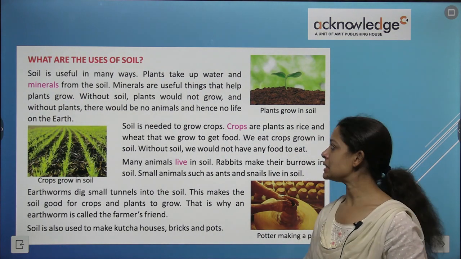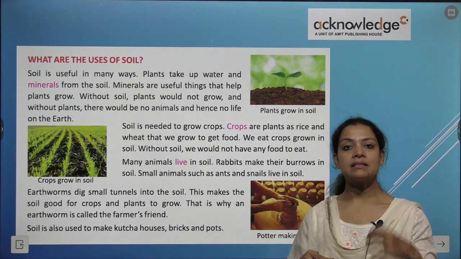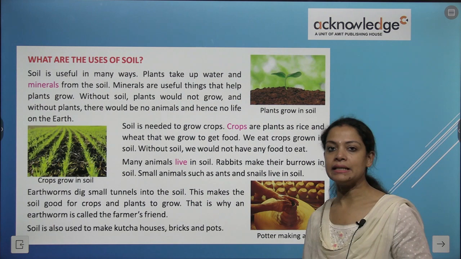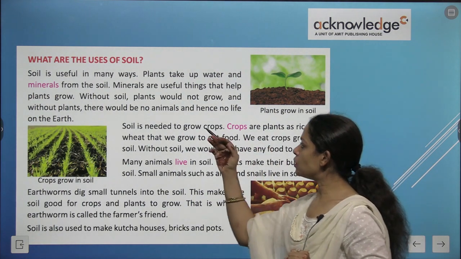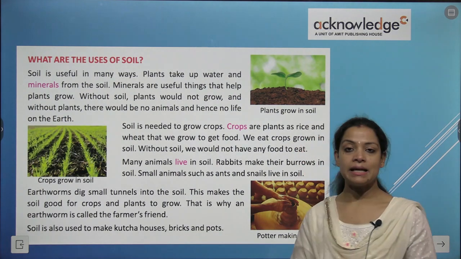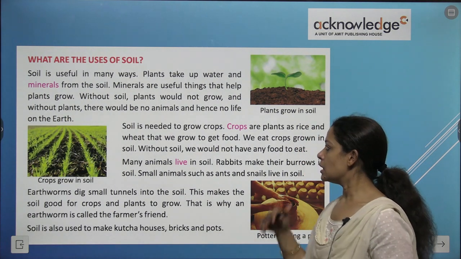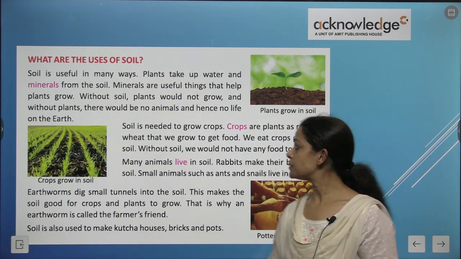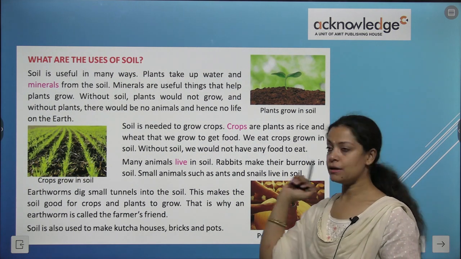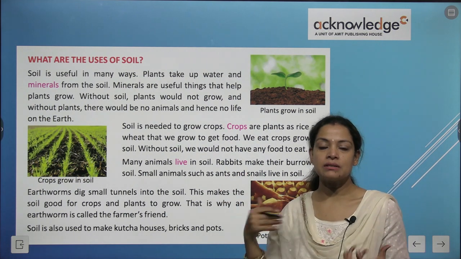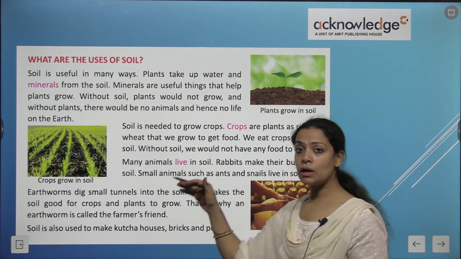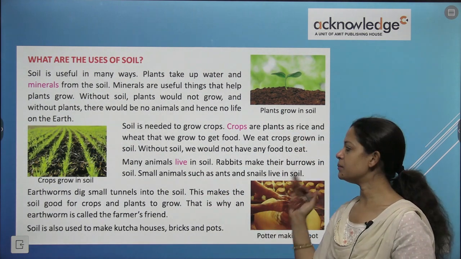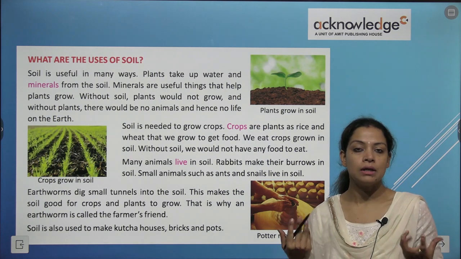Without soil, plants would not grow. Plants का existence soil के बिना है ही नहीं. They cannot grow without the support of soil. So there would be no animals and hence there will be no life on earth. Soil is needed to grow crops. Crops are plants and rice and wheat that we eat as our staple food. We eat crops grown in soil. Without soil, there will be no crop, there will be no food to eat.